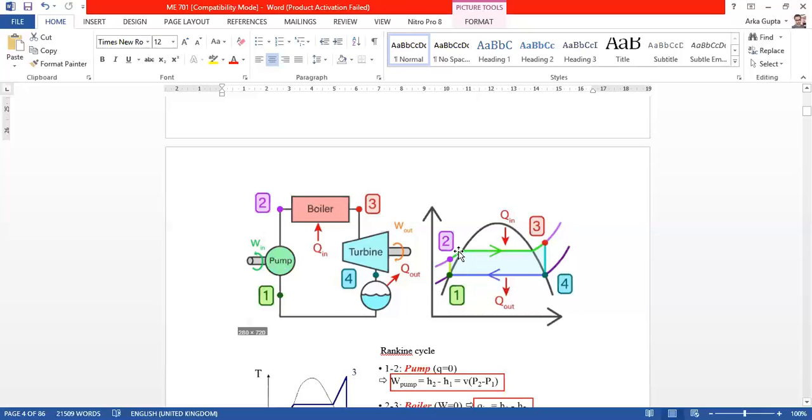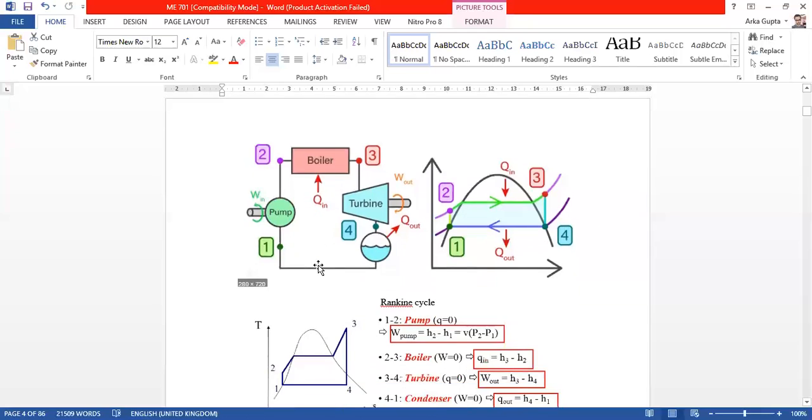So economizer, boiler, superheater, turbine, condenser and pump. Q in is the heat input in the boiler, shown here, and Q out is in the condenser. So this is the whole Rankine cycle. This represents the TS diagram and schematic layout of the power plant.